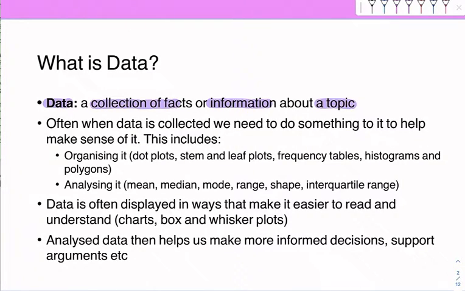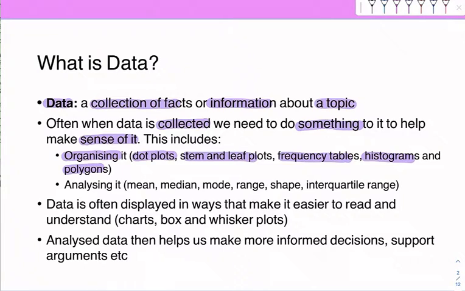So first of all, often when data is collected, we need to actually do something with it to help it be relevant and help us make sense of it. So some of the things we would do is organize it, and we're going to look at this organization, including organizing it in a dot plot, stem and leaf plot, what's called a frequency table, histogram, and polygon. So they're all things we're going to look at. You probably would have looked at some of those in the past and some of them maybe not.